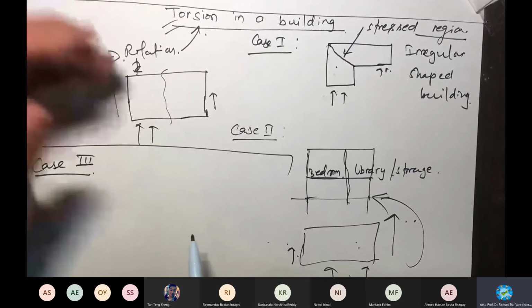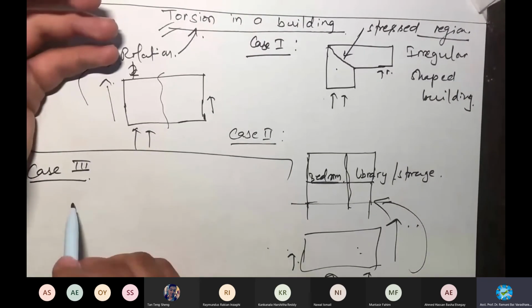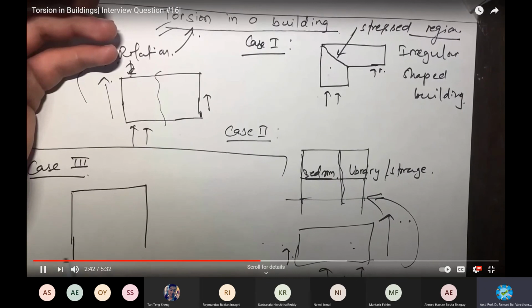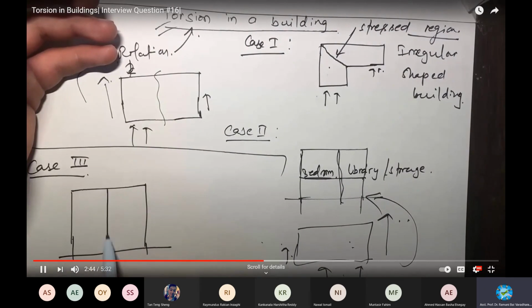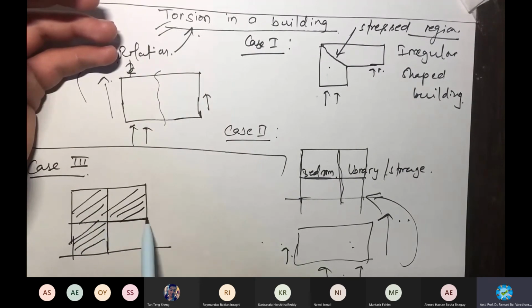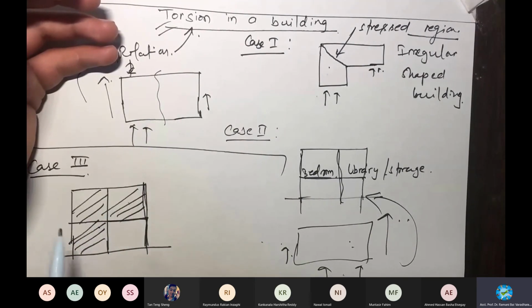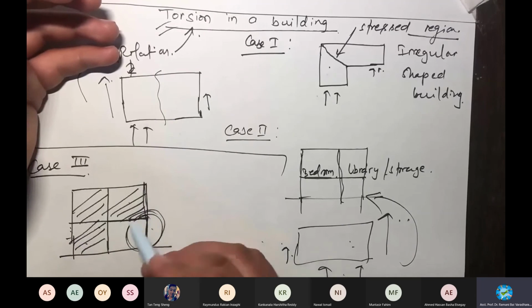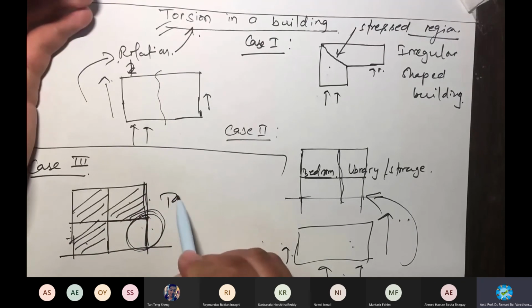Case 3 may be that, suppose this is another elevation of the building. So this is your building, and you've got infill wall over here, infill wall over here, infill wall over here, but you don't have any wall in this portion. So you've got only columns from here to here. So when this building is acted upon by the lateral load, this column undergoes more deflection as compared to these columns. So due to this reason also, this building undergoes torsion.